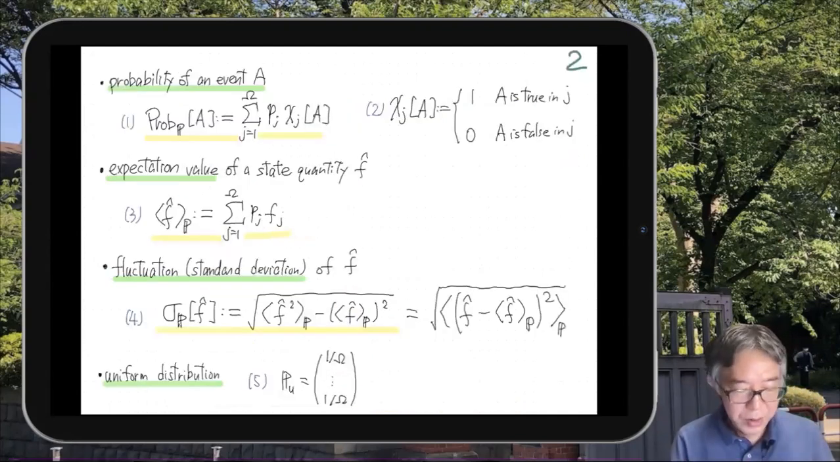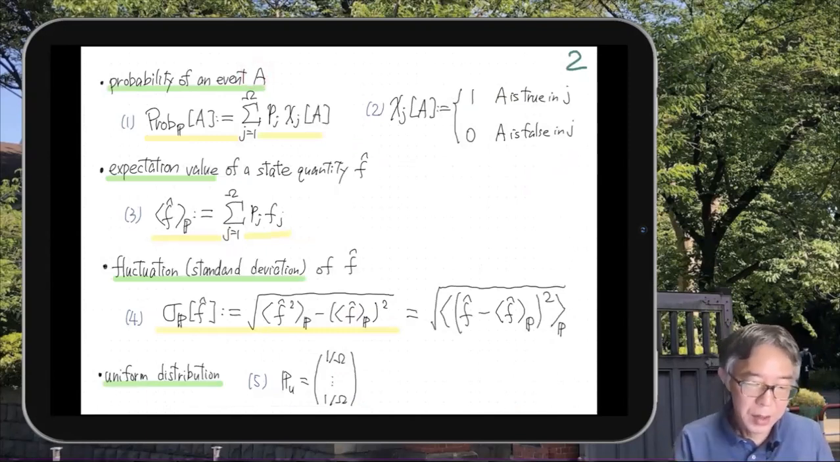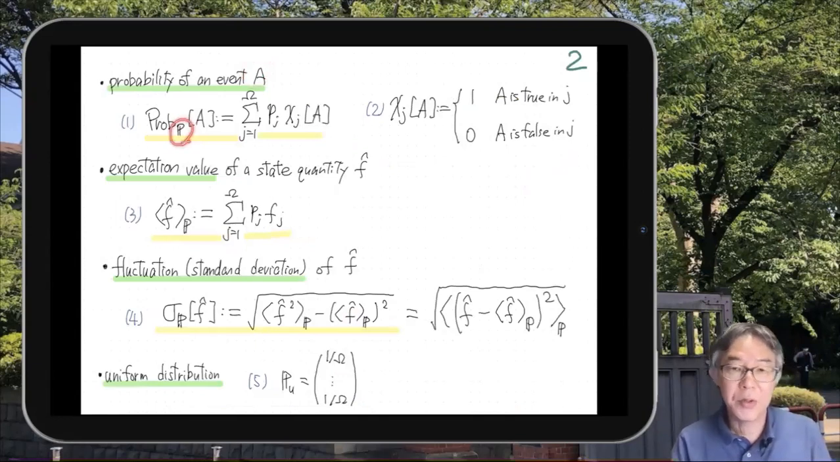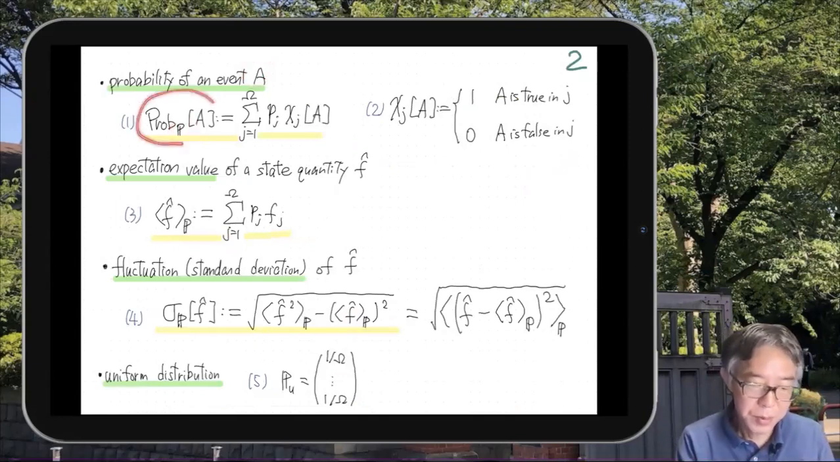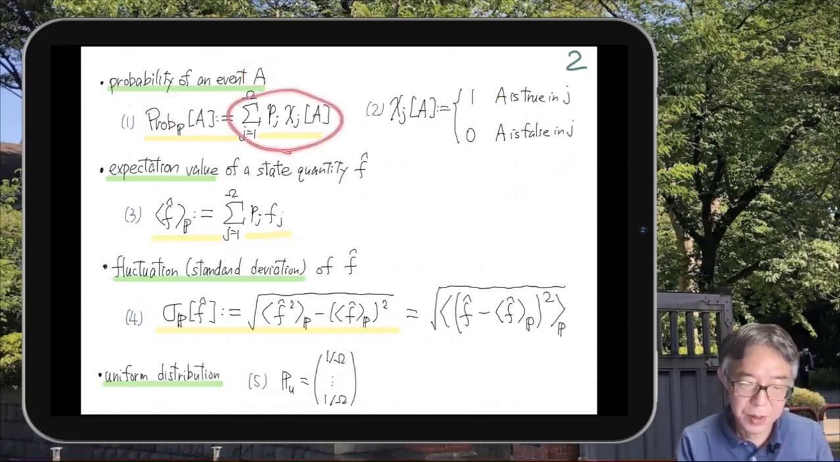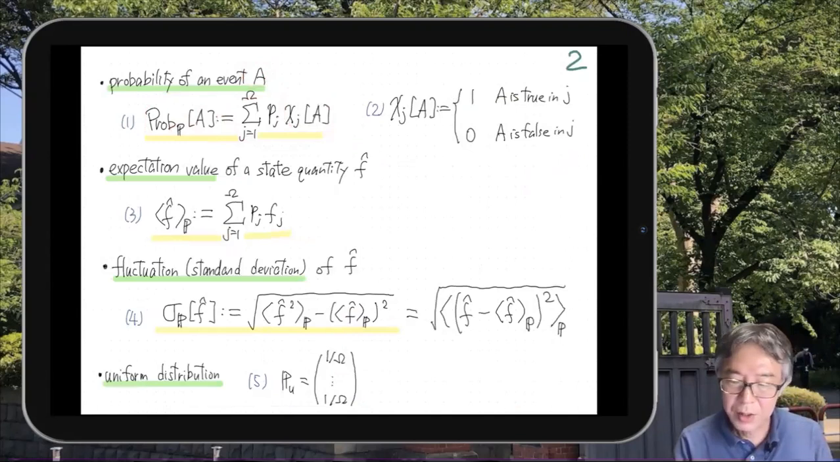And now again, this is very, very standard. So suppose that A is an event, and we are given a probability distribution P. Then this probability P of A is the probability of event A, and this is defined like this. And here chi_j(A) is a characteristic function, and it takes value 1 if A is true in this state j, and 0 if A is false in this microscopic state j.